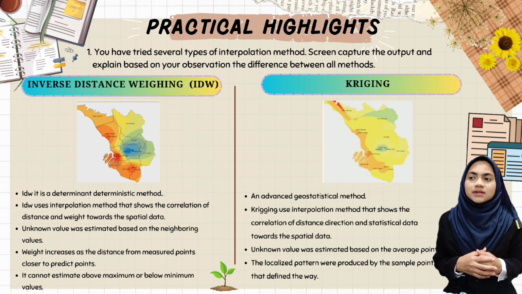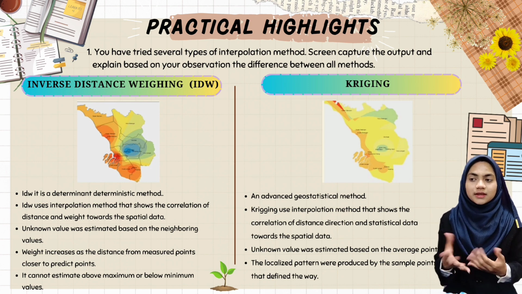IDW is a deterministic method. IDW uses an interpolation method that shows the correlation of distance and weight toward the spatial data. Unknown values are estimated based on the neighboring values. Weight increases as the distance from measured points to the predicted point gets closer. It cannot estimate above the maximum or below the minimum values.